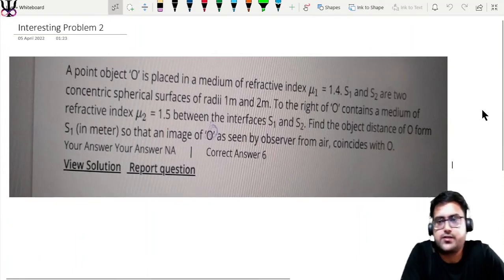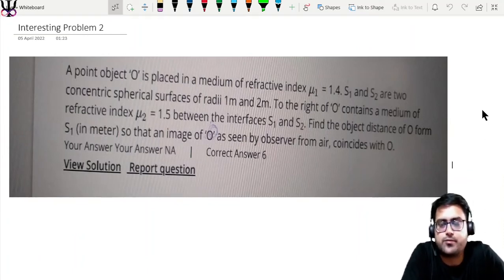Alright, let's solve another interesting physics problem. It was sent to me by my friend, and I'm trying to solve it for you, but I suggest that you pause the video, read the question, and try to solve it on your own. Only then start to watch the solution. Okay. Assuming that you've already tried it on your own, let's see what the problem says.